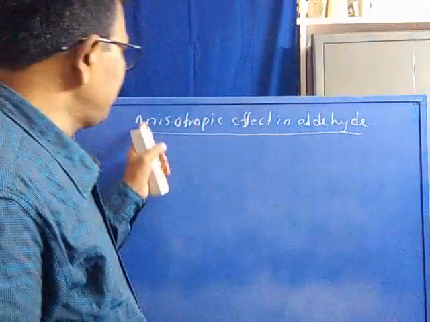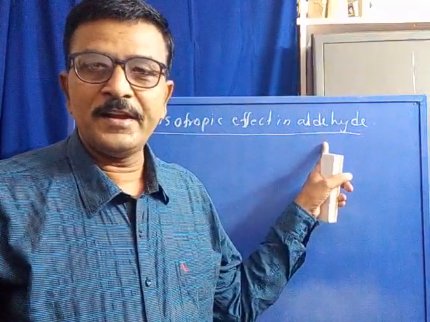Good morning, students. This is the fourth lecture for proton NMR spectroscopy. We are in the study of the anisotropic effect. Few examples were discussed in yesterday's class. Let us discuss the anisotropic effect in other types of compounds, say the anisotropic effect in aldehyde.